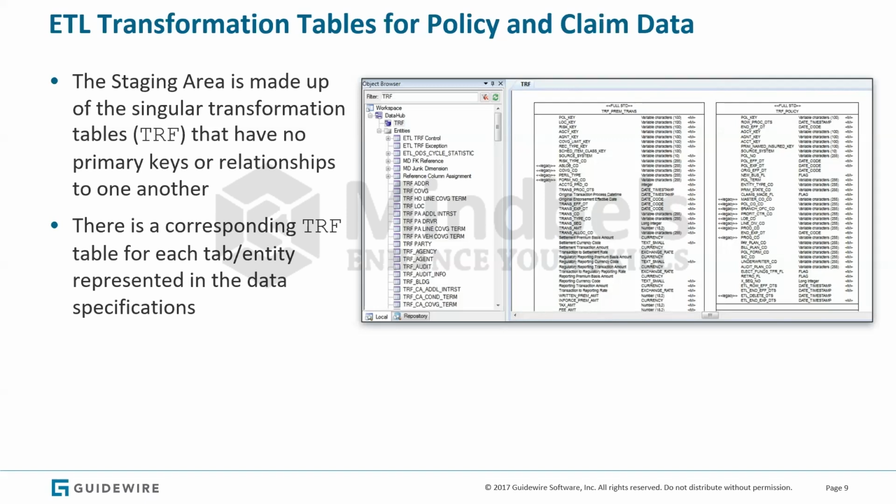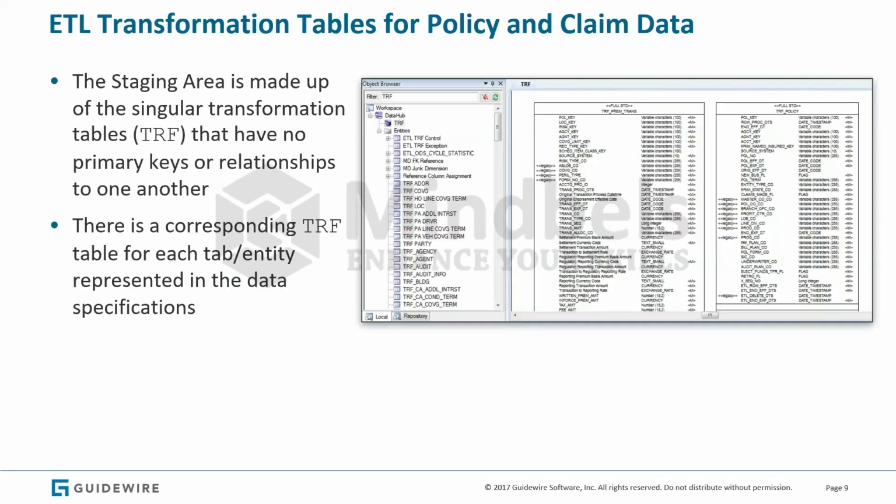This is for ETL transformation for the policy and claim. The staging area is made up of singular transformation tables that have no primary keys and no relationship to one another, as we discussed previously in the slides. There is a corresponding TRF table for each entity. Every entity will have one transformation table. What does it mean? I didn't understand.